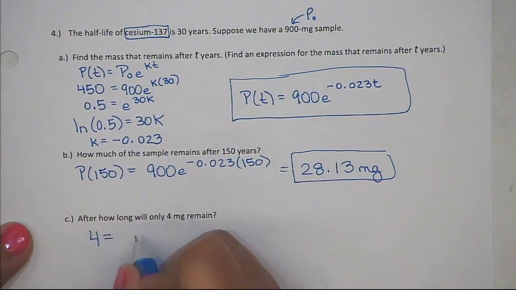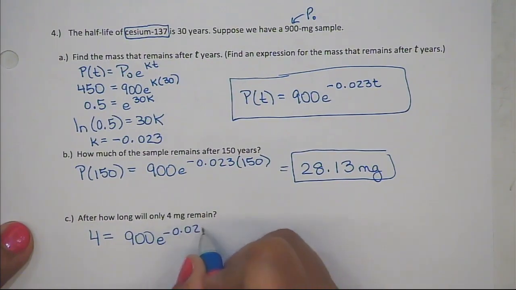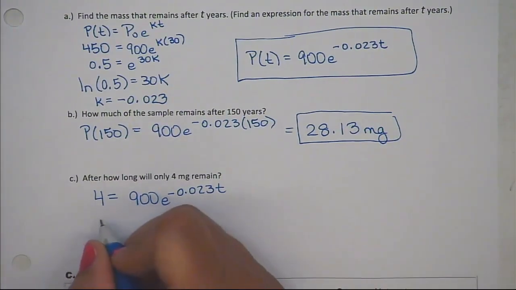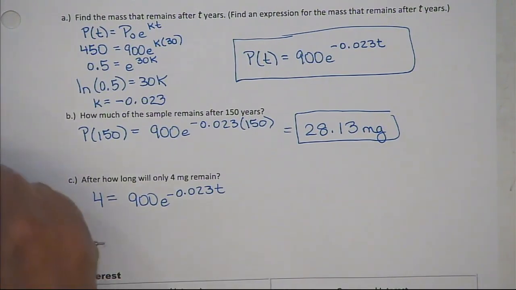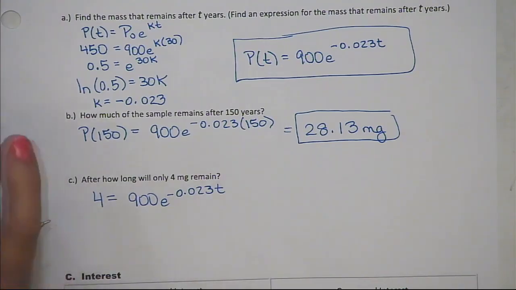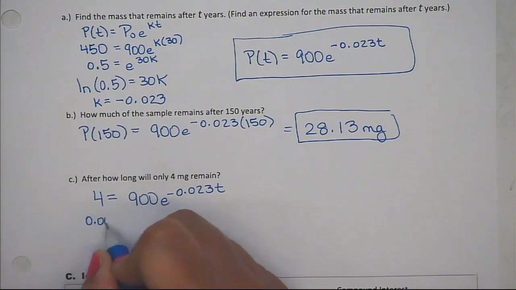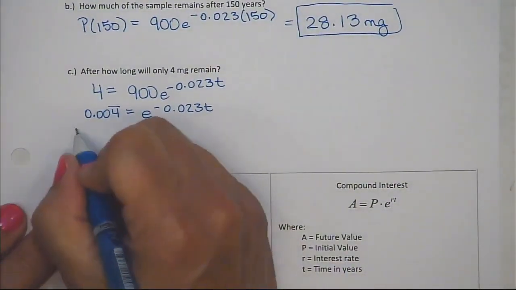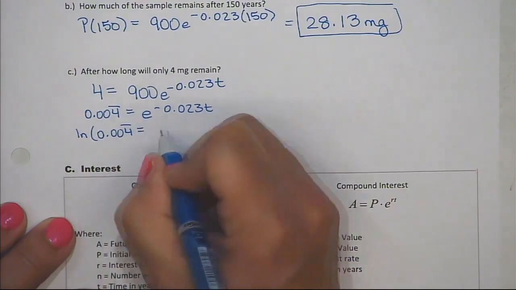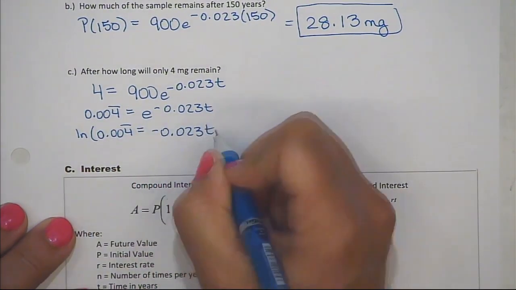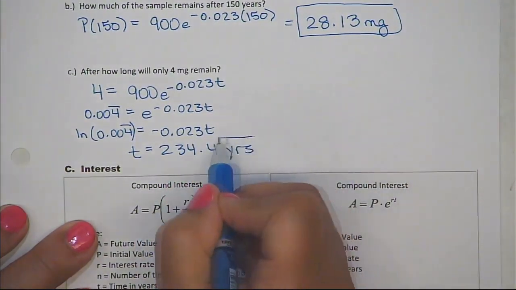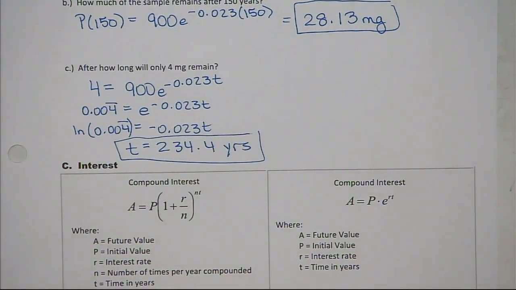So for part C, this one does involve logs, but you do it the same way. Divide 4 by 900, and then write it as a natural log. That's 0.004 repeating. So take the natural log of that and divide it by negative 0.023. For that one you should get 234-ish years. That's how long it's going to take to go down to 4. Okay?